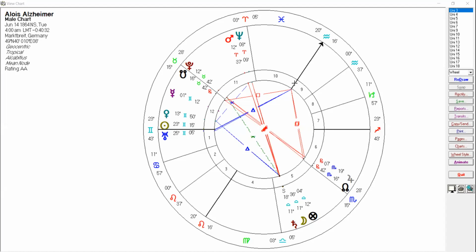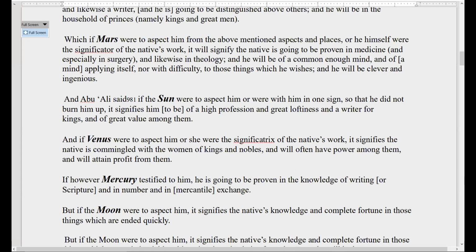Now, this one isn't really a very good example, we don't really need to do it in this chart because look, the moon's next conjoining, or her next application, is to Mars himself. And if you remember, Mars from last week, Mars represents the surgeon. Let me just go here for just 1 second. Like I said, this isn't going to be the most organized. Which, if Mars were to aspect the significator of our work or of our profession, the above mentioned aspects or places, or he himself were the significator of the native's work, it will signify the native is going to be proven in medicine and likewise in theology or surgery, and especially in surgery, because he's cutting.